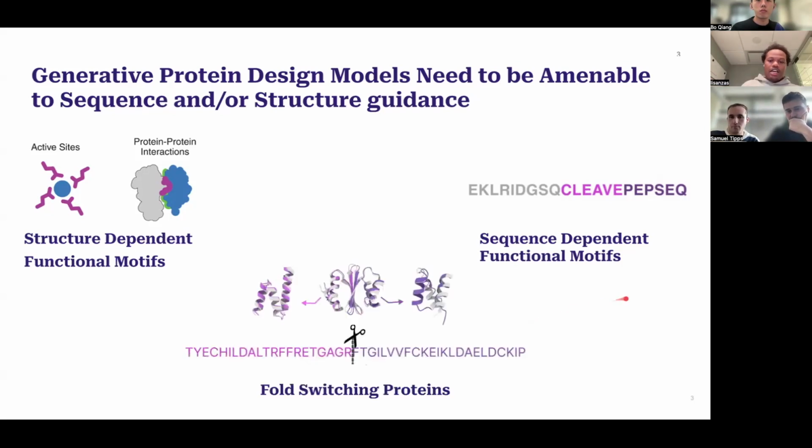Next slide. Within multistate design, a given sequence has a specific structural state dependent on some conditions, but in another condition, it has a different state. In order to access this problem space, you need a generative model that can get guidance from both sequence and structure. An ideal generative protein design method would be able to access all of these three problem spaces. So you want a method that can do both sequence and structure.